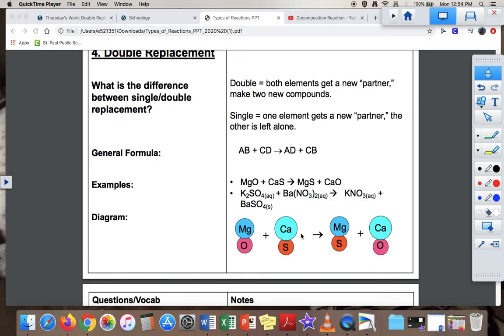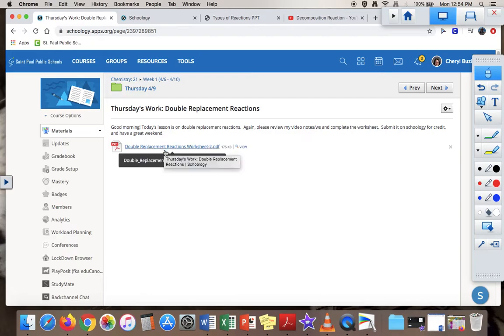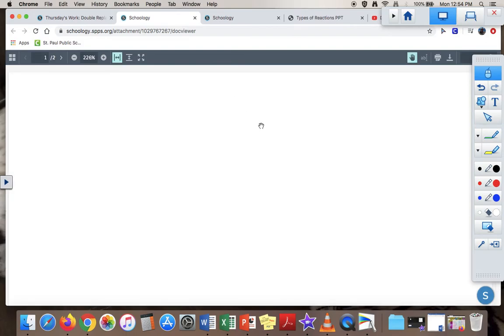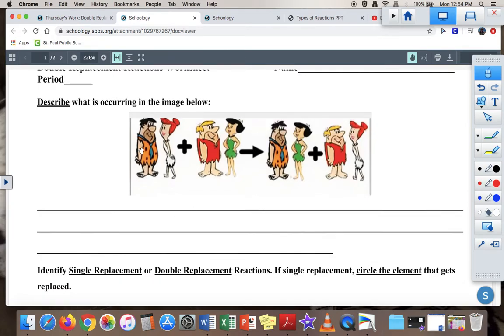So the worksheet for this is actually pretty simple. If you go to your Thursday work and look at the double replacement worksheet, I'm going to pull it up right now. You're going to notice at the top there is an example to describe what's happening. So you see Fred Flintstone, you see his lovely wife Wilma, and then Barney Rubble and Betty, and I don't know if these are actually right, I might be making this up. So these guys end up switching wives. It's very similar to what would happen in a double replacement reaction. So you're going to describe that in the space below.